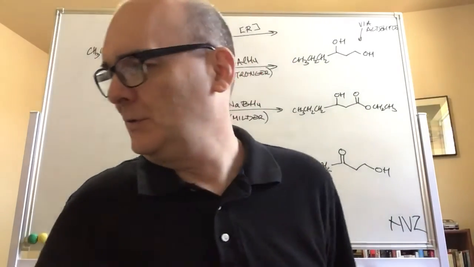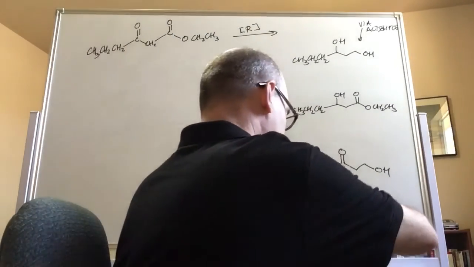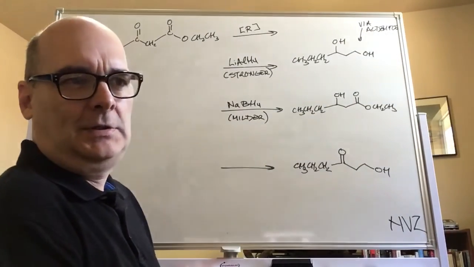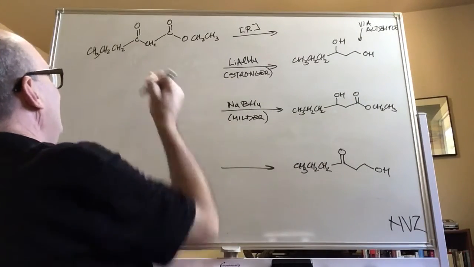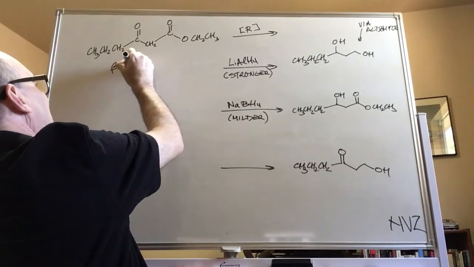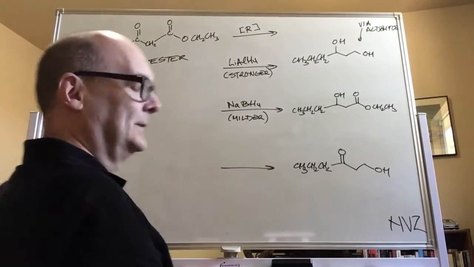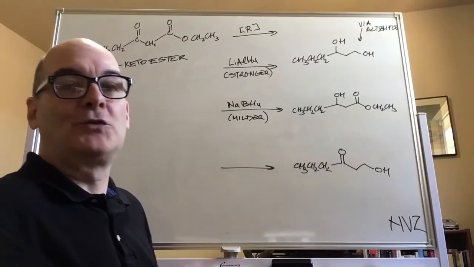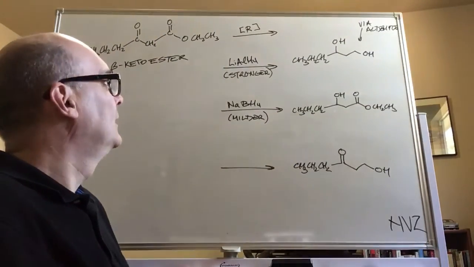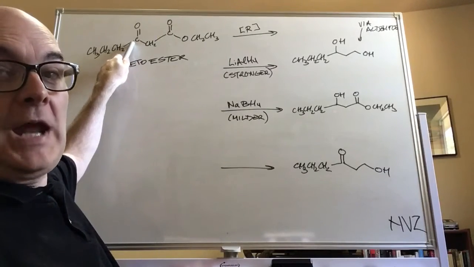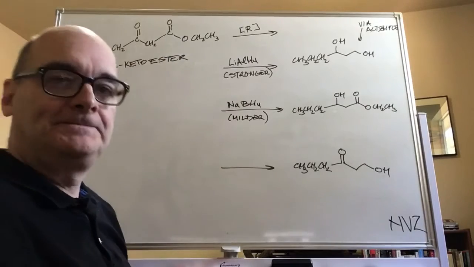We have this issue still to solve. If you recall, we left ourselves with this. Here is a beta keto ester. It's a bifunctional group. It contains two functionalities. It has a ketone, which is more reactive than the ester.